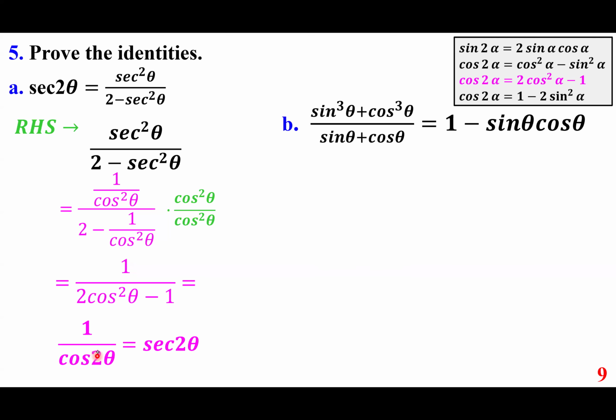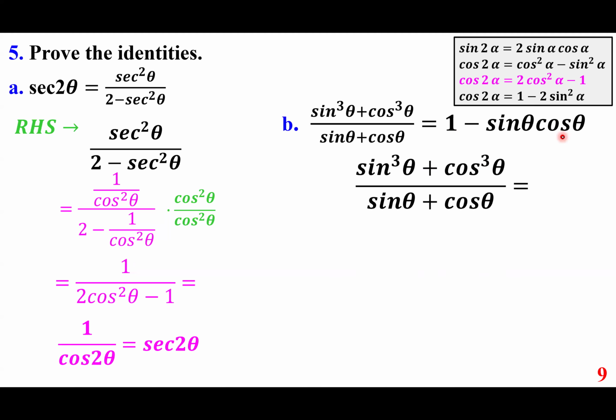All right, in this case, sine cubed plus cosine cubed over sine theta plus cosine theta must be equal to 1 minus sine theta cosine theta. This is an identity. We want to prove that. What do we do? We start with one side. Which side? In this case, the left-hand side seems to be more complicated.